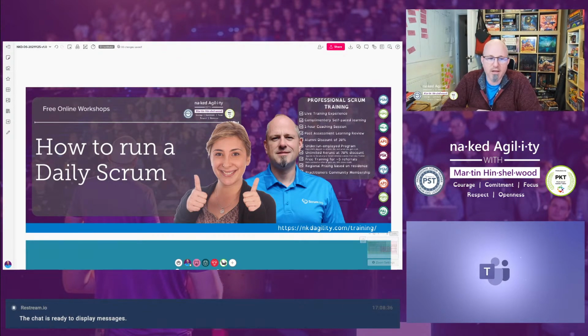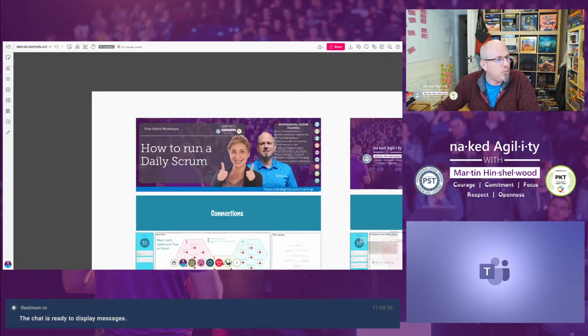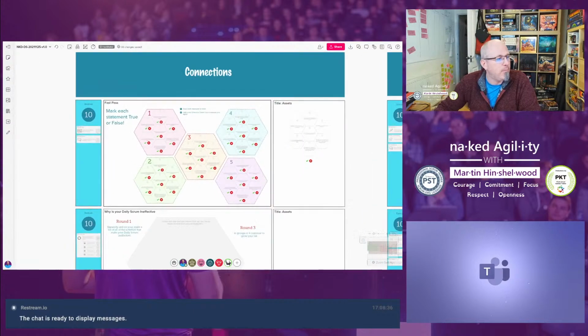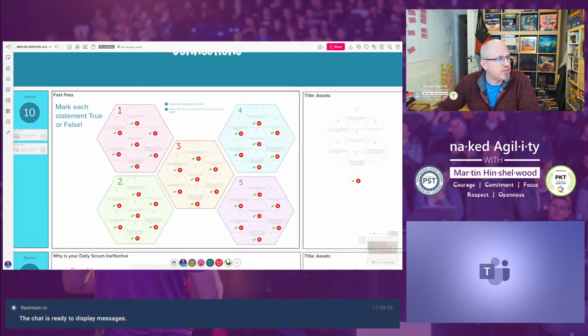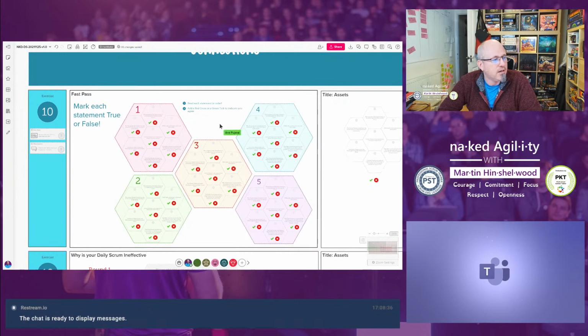So today we're going to be looking at how to run a daily Scrum, or an introduction to daily Scrum. We want to have some conversations around that idea of what is a daily Scrum and how it works. While we get started though, we're going to do a little exercise where I have 5 areas for 5 different teams, and in each of those areas we have 7 questions, and next to each of those questions we have a green tick or a red cross which you should be able to move around.